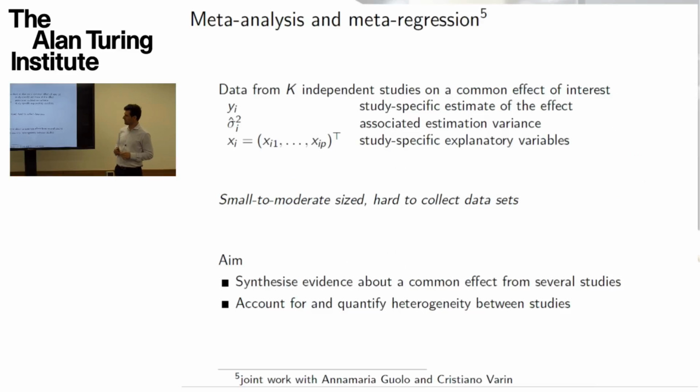Actually, it's deceivingly simple. You have data from k independent studies on a common effect of interest, usually scattered around the literature, and someone has done some systematic review and recorded the summary and the estimated summary variance. They might have used some delta method to bring all the variances on the same scale, but that's the setting. And then you have some study-specific explanatory variables that come with this paper.